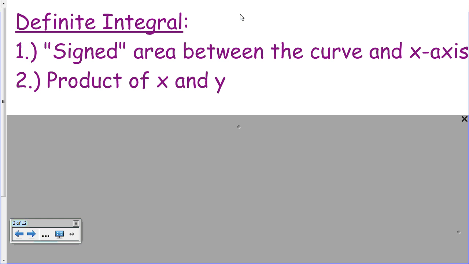The other way that we said you could think about a definite integral is as a product of x and y. When you're finding the product of your horizontal axis and your vertical axis, the product of x and y is actually a definite integral, versus a derivative, which is a quotient of y over x, y divided by x. It's change in y over change in x. It's slope. That's a key difference between definite integrals and derivatives for us.